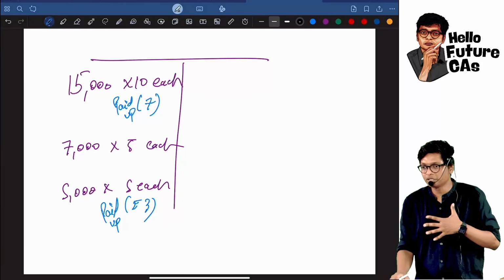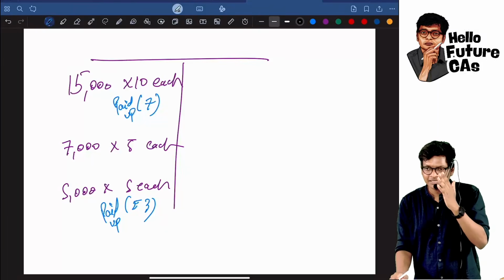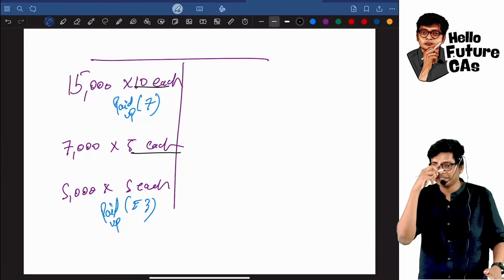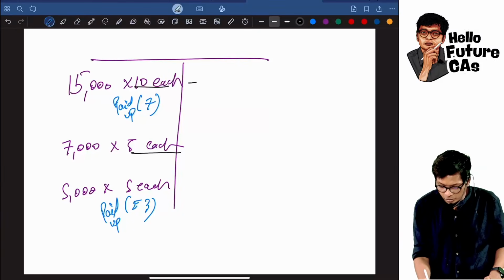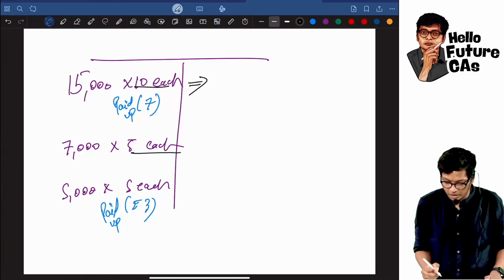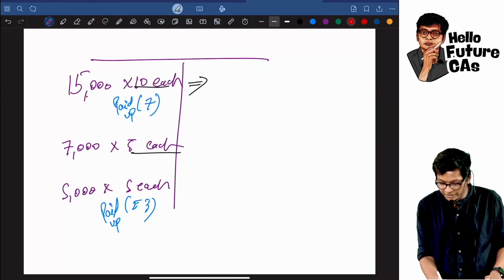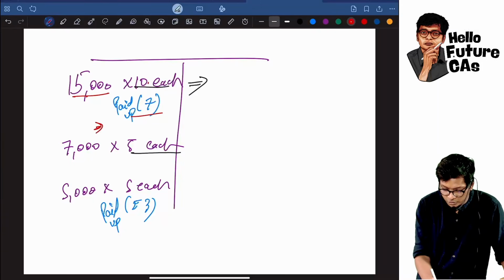Now you have to decide. You want to convert everything to 5 or 10 or 3? Better to go with either 10 or 5 because those are the face values. Which one do you want to do? Rukmini, 10. Okay, so first one I want to convert to 10, sir. I'll tell you a shortcut over here. Write the full values first. What is 15,000 into 10 paid up value 7? What is the full value? 15,000 into 7.